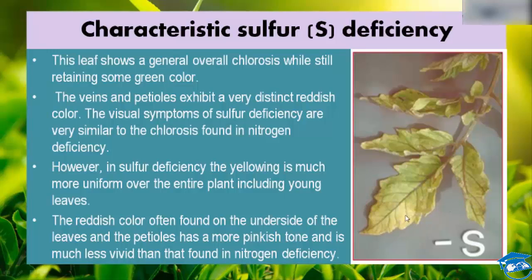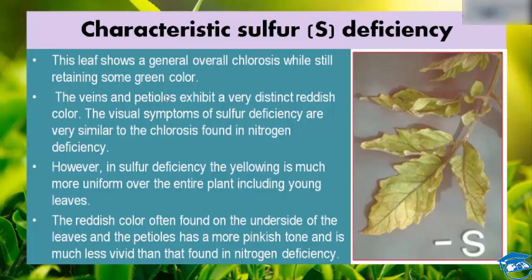Okay, see, this is the yellow part, that means it is showing the chlorosis, that is yellowing of the leaf. The vein and the petiole exhibit a very distinct reddish color. See, this is your petiole, which exhibits reddish color. The visual symptoms of sulfur deficiency are very similar to the chlorosis found in nitrogen deficiency. That means the leaf shows the same symptoms in the nitrogen deficiency soil and in the sulfur deficiency soil. It almost shows the same symptoms.